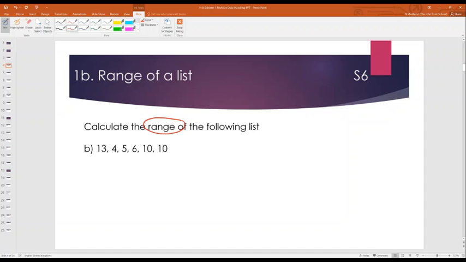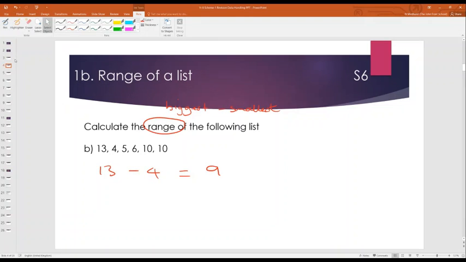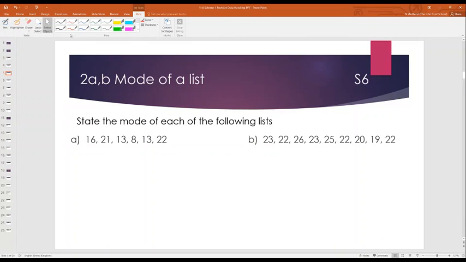As long as you remember, range is biggest take away smallest every single time. For this one, the biggest number is 13, the smallest number is 4, 13 minus 4 is 9, and that's it for range. If I went too fast there, you can pause the video and spend however long you need.